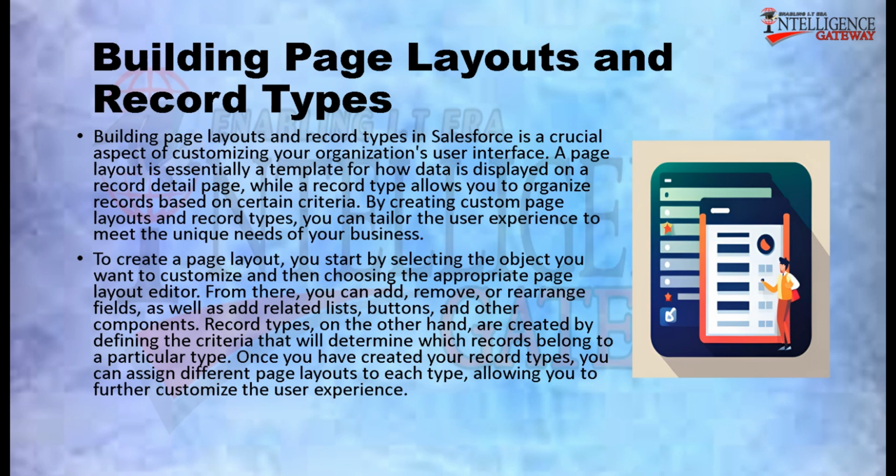Record types, on the other hand, are created by defining the criteria that will determine which records belong to a particular type. Once you have created your record types, you can assign different page layouts to each type, allowing you to further customize the user experience.